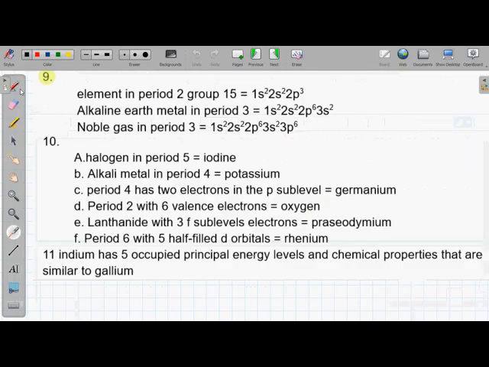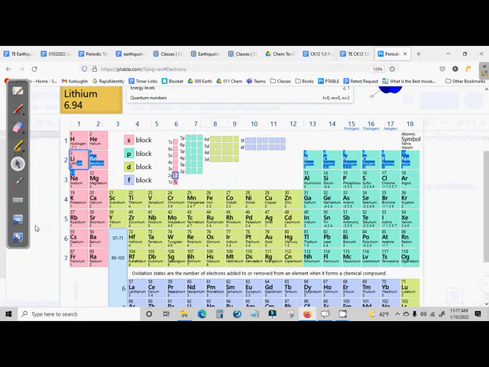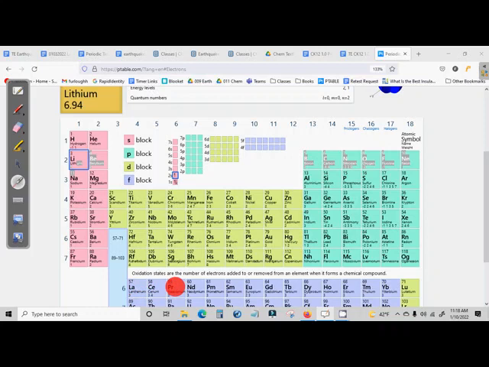Oops, I clicked on the wrong thing. Lanthanide with 4f sublevels. Okay, so lanthanides are down here, right? These are the lanthanides. So we have the 6s1, 6s2, and then we have the 4f1, 2, 3. So that's praseodymium.